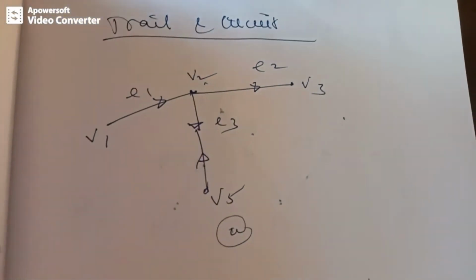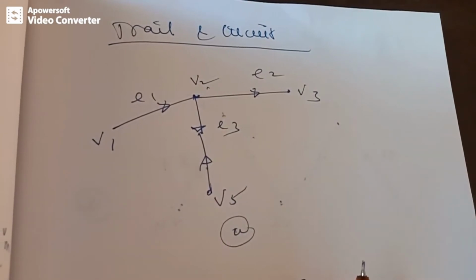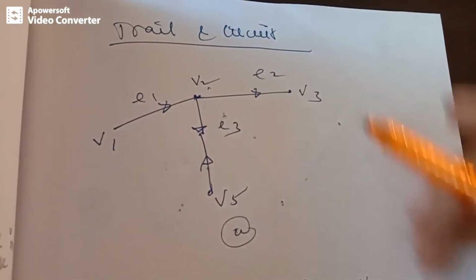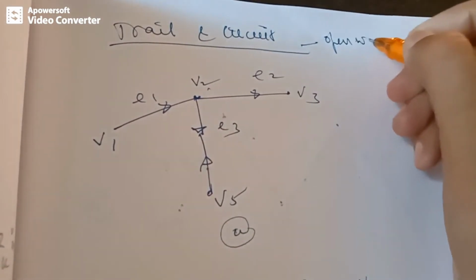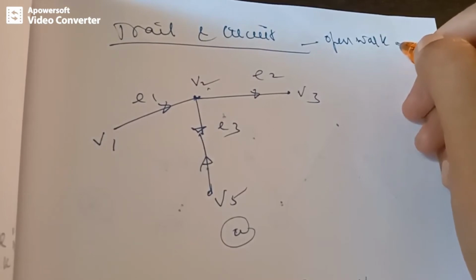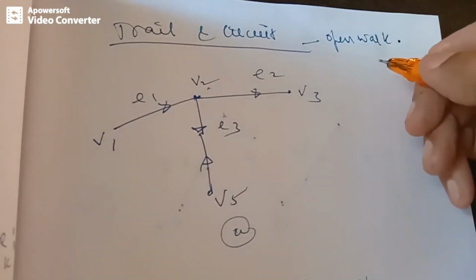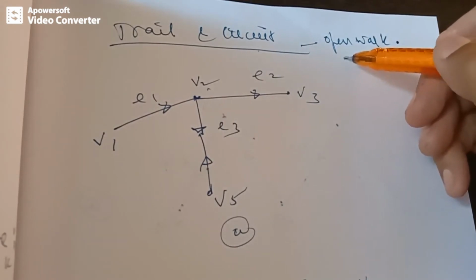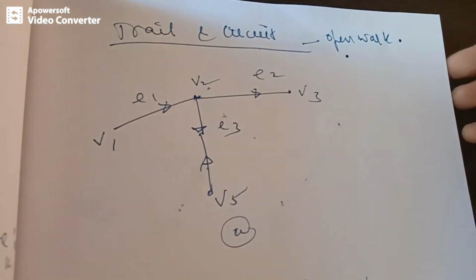The next concept is about trails and circuits. What is a trail and what is a circuit? It should be an open walk, and an open walk is a walk which begins and ends at two different vertices. A trail is an open walk in such a way that no edge appears more than once.